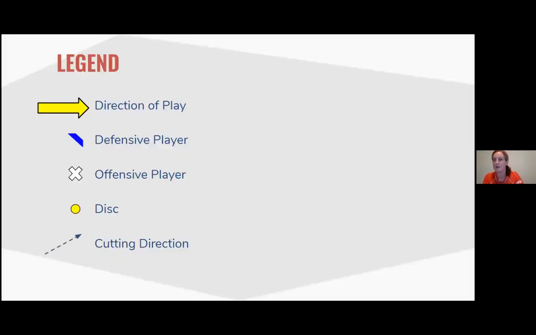And then just our legend for any diagrams we show. The yellow arrow is going to show our direction of play. The blue trapezoid is your defense. White X's are your offense. The yellow circle is your disc, and the dotted line is going to be your cutting direction.